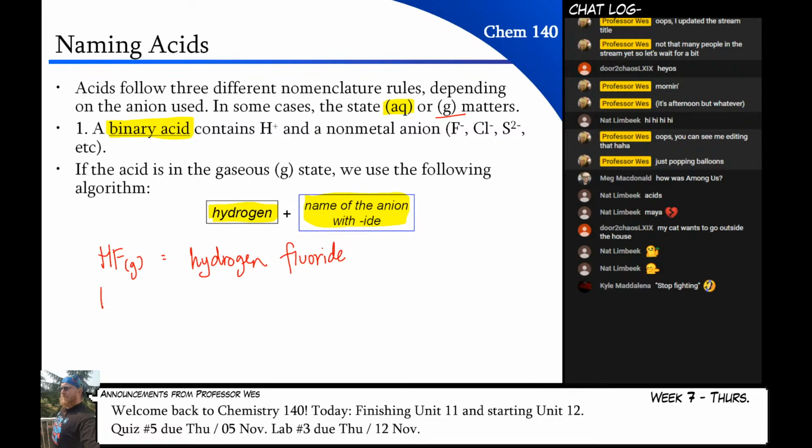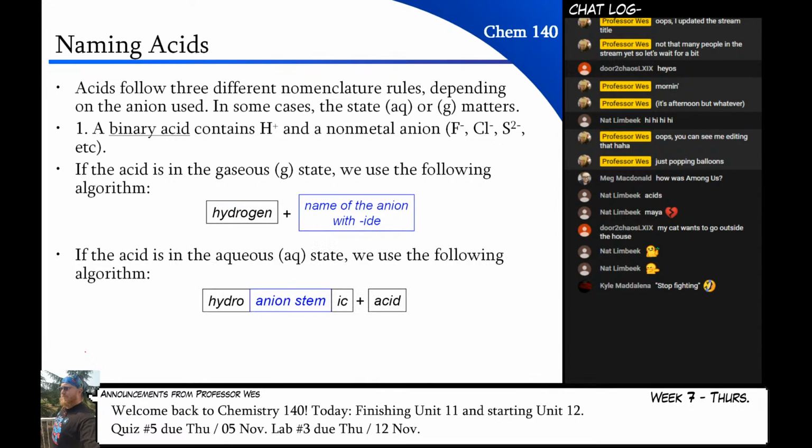And you can do this with all of the compounds. So this would be hydrogen sulfide, and so on and so forth. You could use this for any combination of hydrogen plus a nonmetal anion.